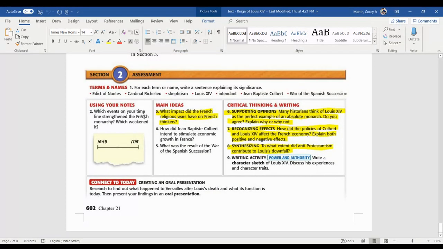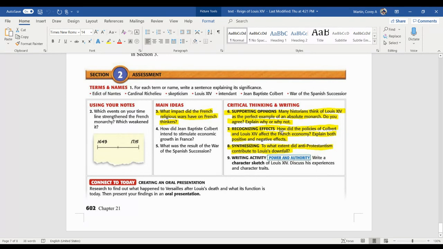So, what you're going to do, if you would please, after you have listened to your section and skipped ahead to this point, is to look at these 4 questions. What impact did the French religious wars have on French thinkers? Supporting opinions. Many historians think of Louis XIV as the perfect example of an absolute monarch. Do you agree? Why or why not?